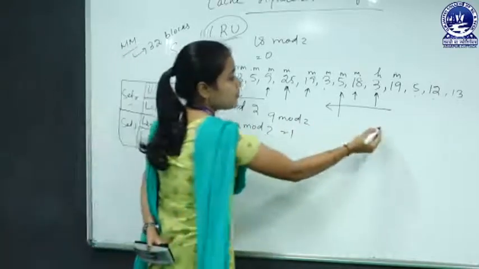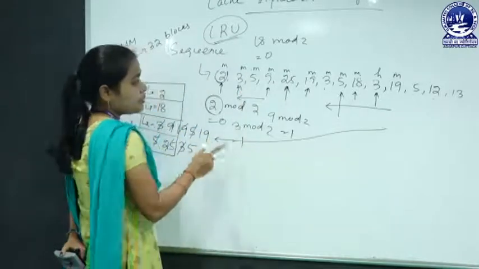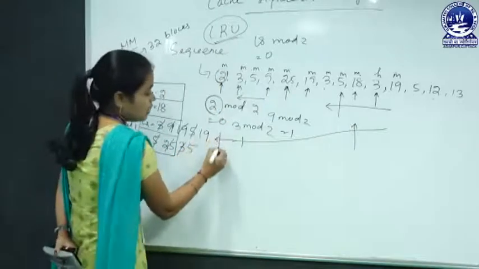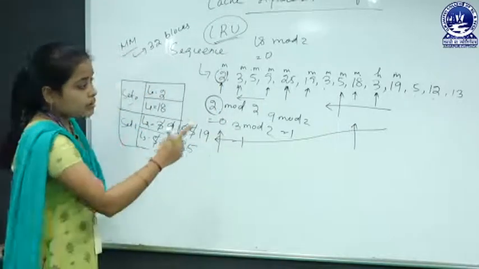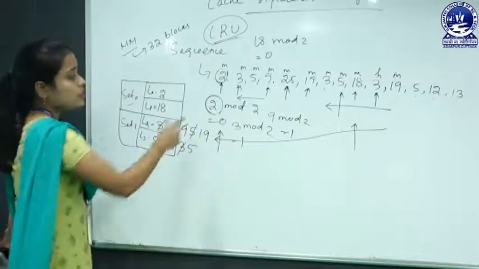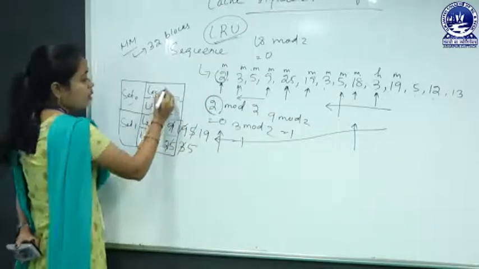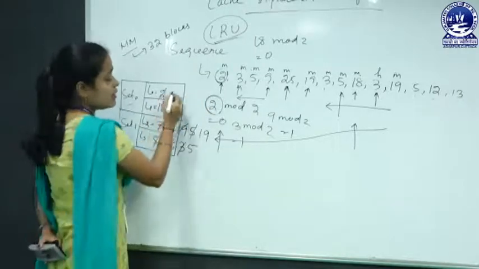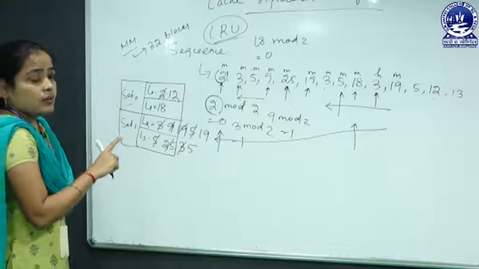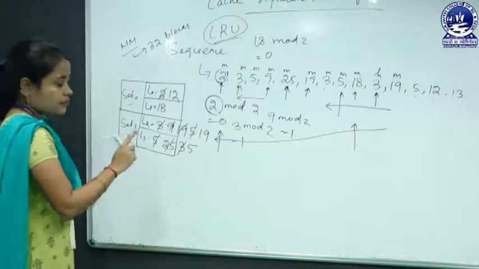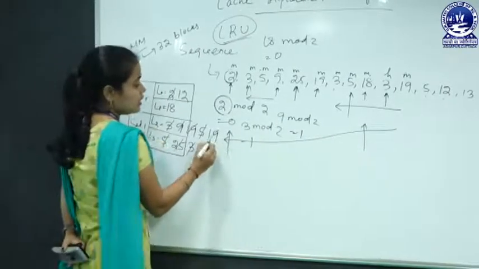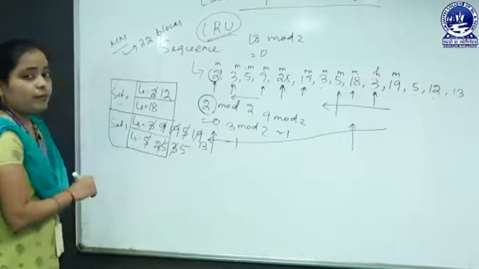As you can see here, if we go back, here is our 18th block which is used, and here is our block 2. So between block 18 and block 2, which one is the least recently used? That is our block 2. So block 2 will be replaced by block 12, and the next one is block 13. Block 13 will be mapped into set 1. So in set 1, which block will be replaced? The block is our 19. So here you have to map block 13.